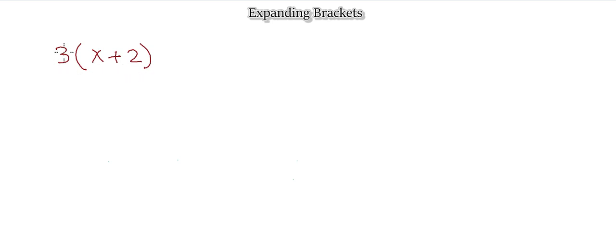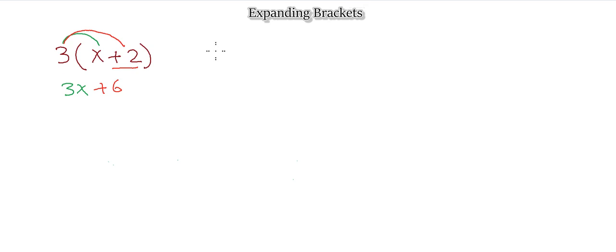So in this case I'll multiply 3 with x and then eventually multiply 3 with 2. So let's just start with 3 multiplying with x. So 3 multiplied with x gives us 3x. Now I'll do 3 multiplied by 2. That's plus 2. So 3 multiplied with plus 2 gives me plus 6. And that's our brackets expanded. So we have to obviously be very attentive about our signs.